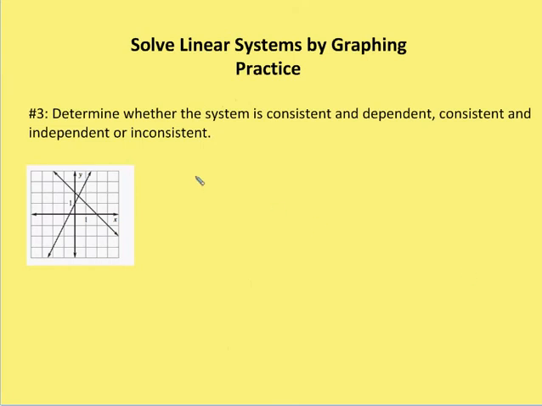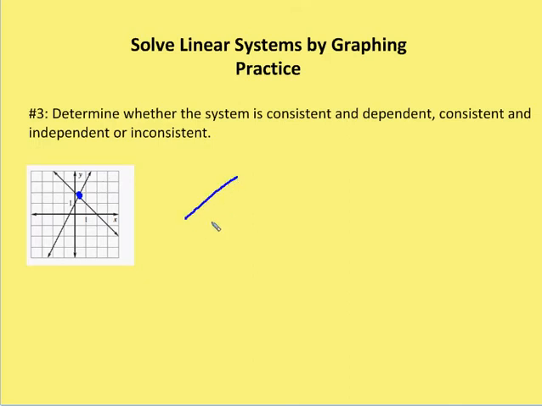Problem number 3. We're going to determine whether the system is consistent and dependent, consistent and independent, or inconsistent. So the first thing we need to figure out is whether or not the system has a solution that's just one ordered pair. And we see that it does. And then we also see that these two lines are independent of each other. It means they're two independent lines. So we're going to say that it's consistent because there is a point of intersection. And then we're going to say that they're independent because they're two different lines. So it's consistent and independent.